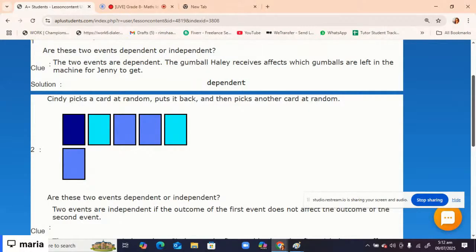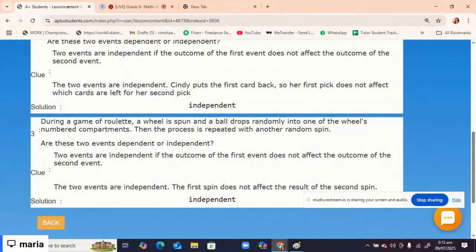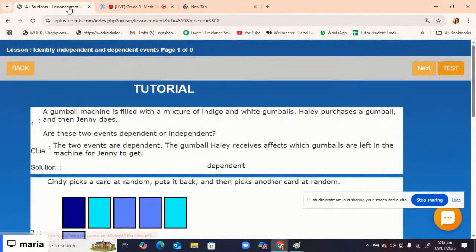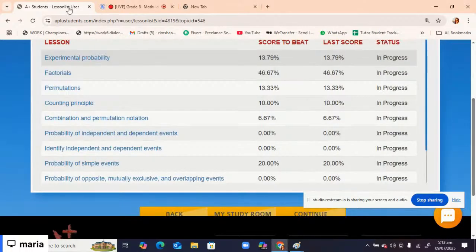Maybe in the first draw she picks a card that is blue, then puts it back, and again chooses a card and picks the navy blue again. So these are two independent events, because it doesn't depend on whether these two cards are the same. Hope you guys understand this lesson. So these are the dependent and independent events, and I already explained the definitions as well.